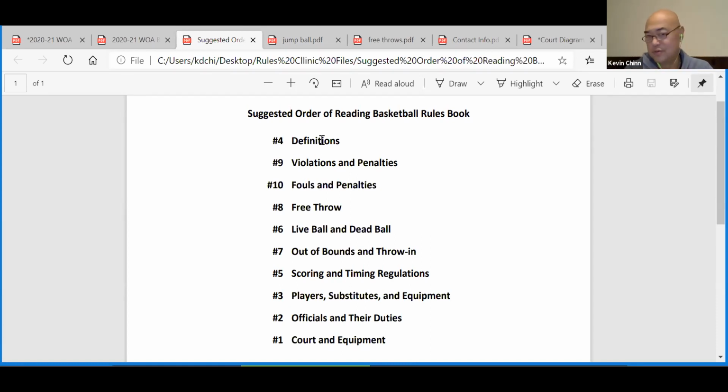The most important section is section 4, because if you don't understand the definitions, you're going to have a big problem. So start with section 4. It's also the largest section. Understand that, and you'll be fine.